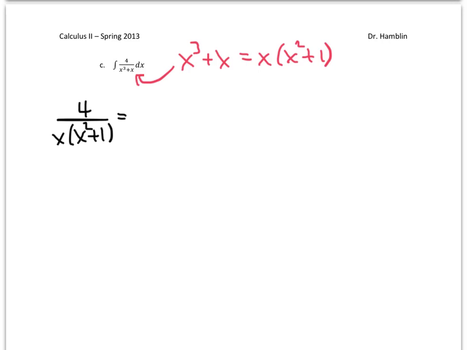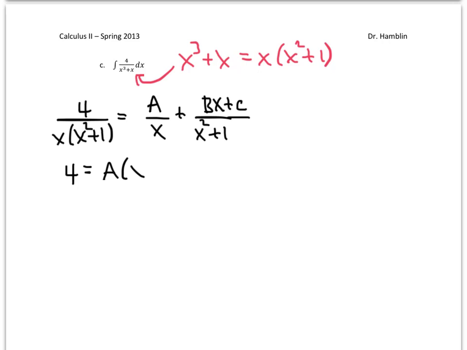And we know from partial fractions that's going to break up as a over x plus bx plus c over x squared plus 1. That x squared plus 1 is an irreducible quadratic factor, so the top has to be linear. So we're going to multiply both sides by x times x squared plus 1. When we do that, we get 4 equals a times x squared plus 1 plus bx plus c times x.